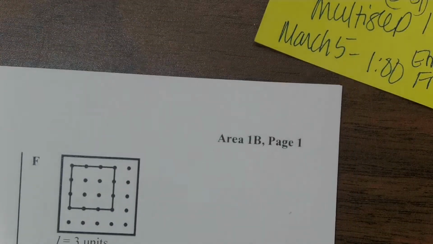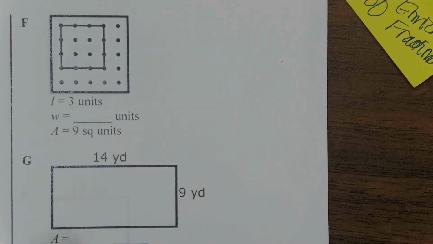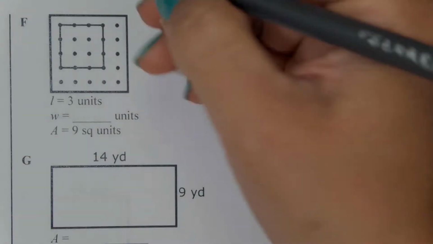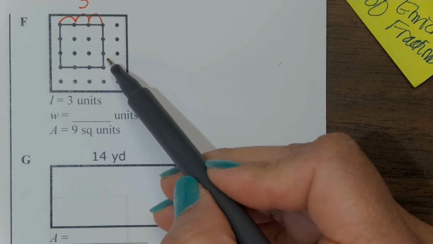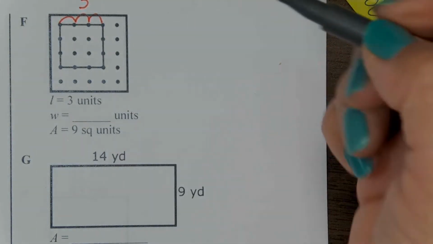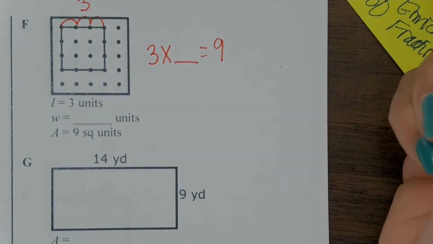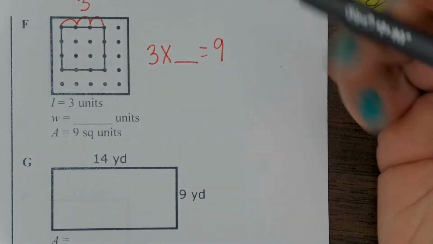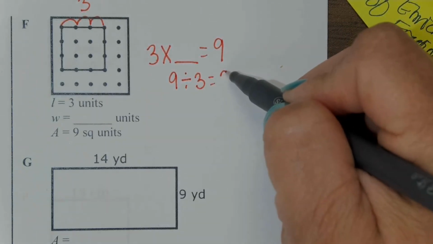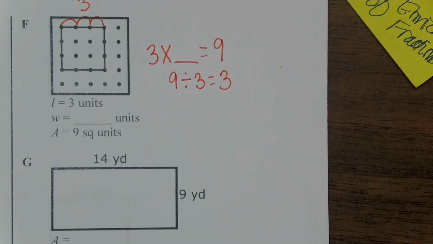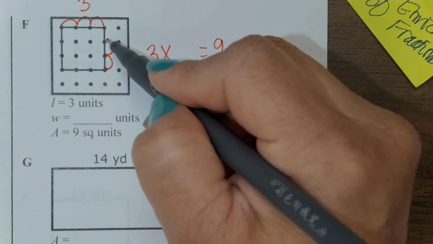Letter F. On letter F, our length is 3 units. So here's 3. 1, 2, 3. We don't know our width, but we know that our area is 9 square units. So again, I can write 3 times something equals 9 because I have 3 groups of something. It's going to equal 9. So all I have to do is 9 divided by 3 equals 3. So this one, your width is 1, 2, 3.